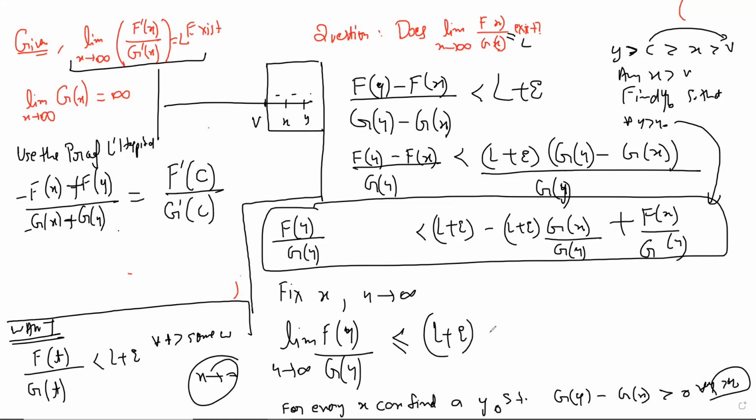But nonetheless, we will have this. You see, this actually becomes 0 because x is fixed. And similarly, this also becomes 0. That's the property of the limit. The limit of this will be less than e, but it could be equal. Remember, it could be equal. Okay. So basically this means that the limit of f(y) by g(y) is less than or equal to L plus epsilon.